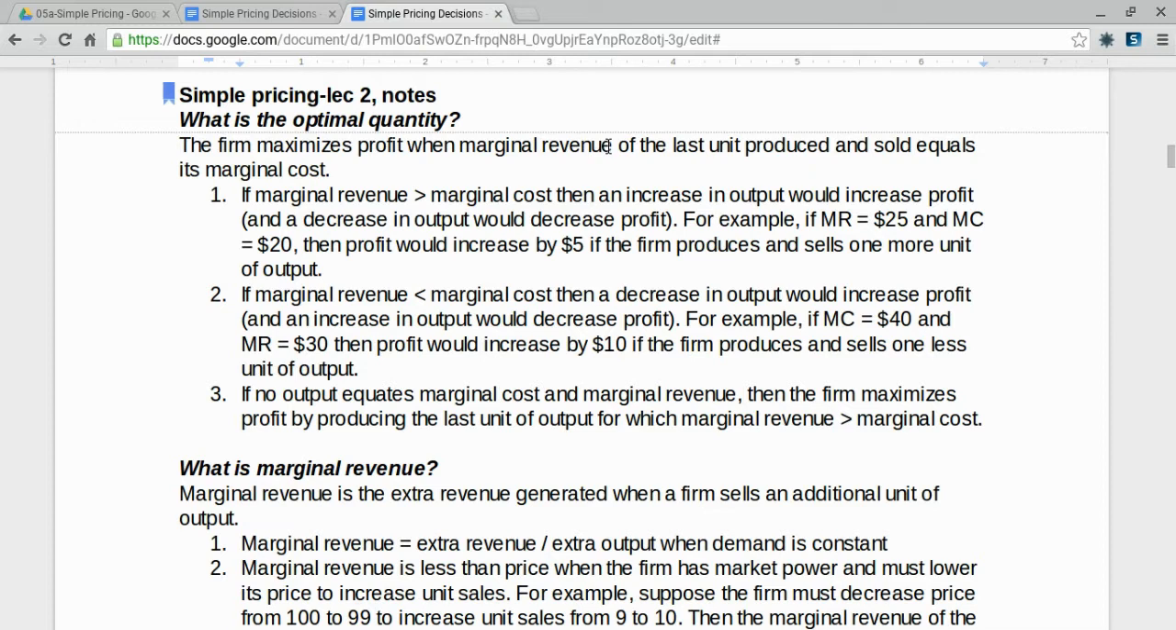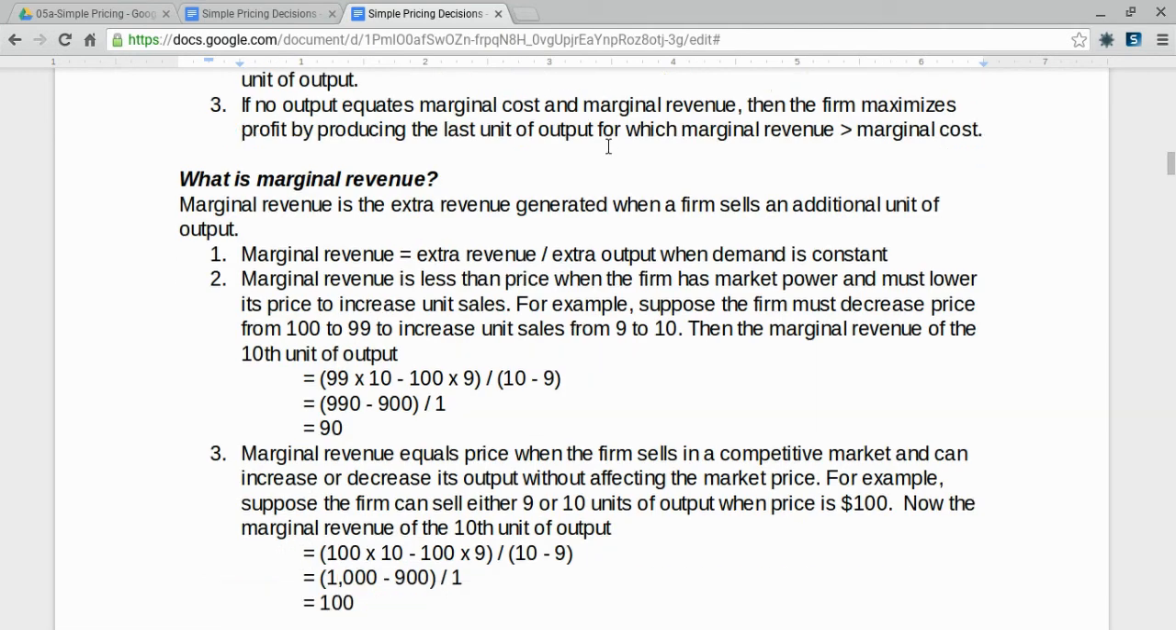If marginal revenue is less than marginal cost, then a decrease in output would increase profit, and an increase in output would decrease profit. For example, if marginal cost equals $40 and marginal revenue equals $30, then profit would increase by $10 if the firm produces and sells one less unit of output. If no output equates marginal cost and marginal revenue, then the firm maximizes profit by producing the last unit of output for which marginal revenue is greater than marginal cost. We'll see some examples of this as we do some problems.